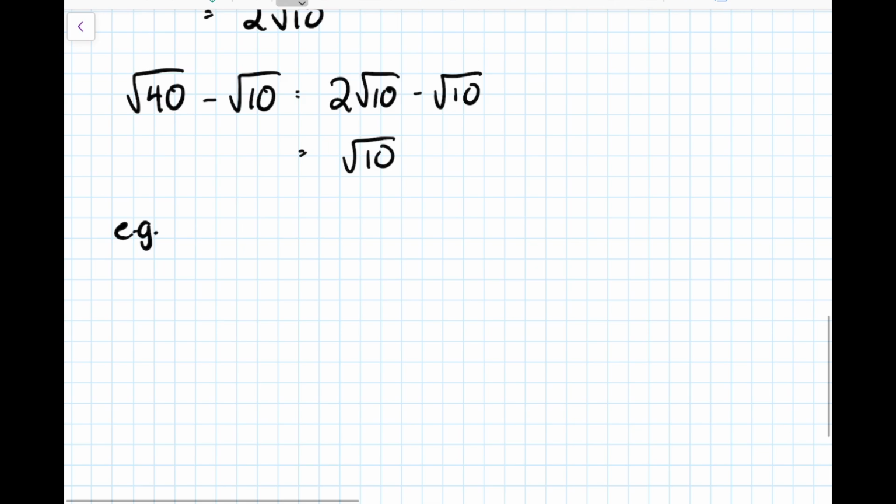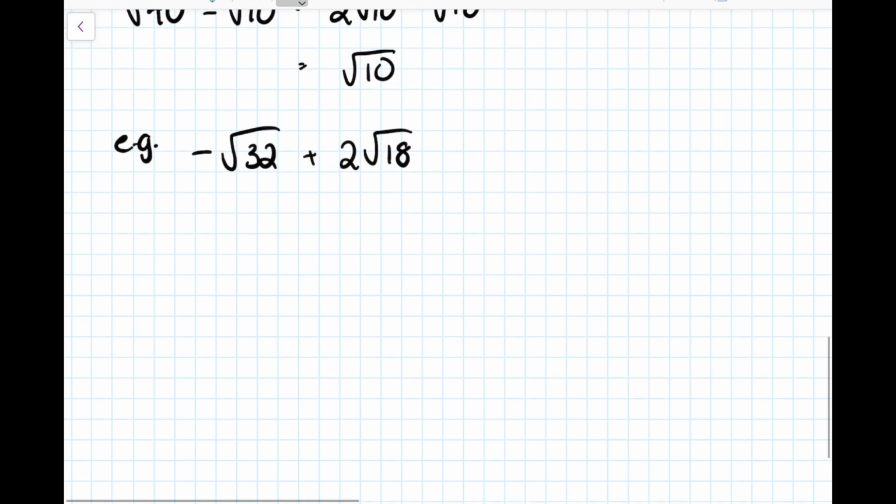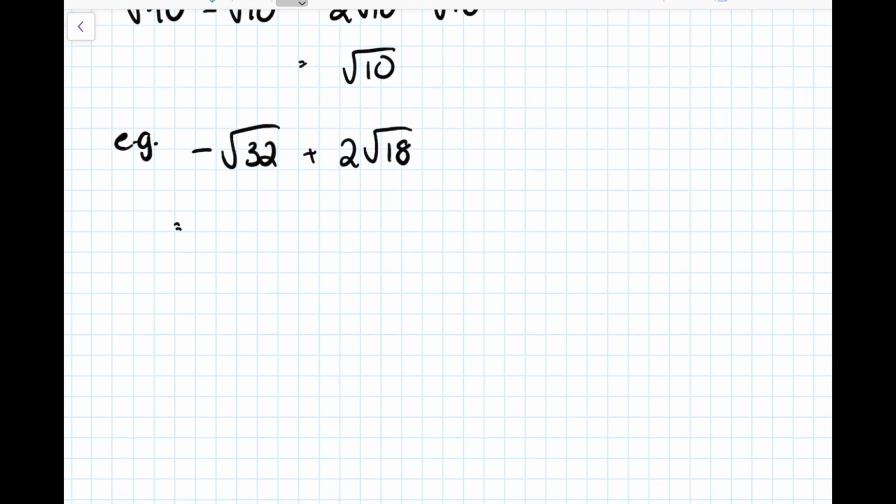So let's try that with another one. I've got negative root 32 and 2 root 18. So definitely not like radicals, but at least the same index. So that root 32, I'm going to break up into a root 16 and a root 2.